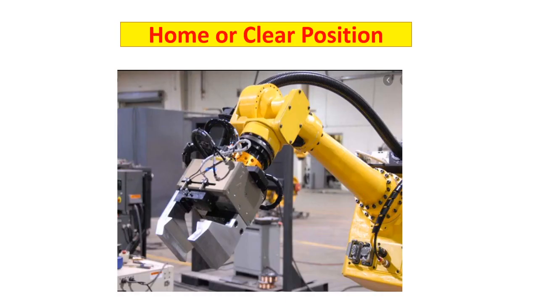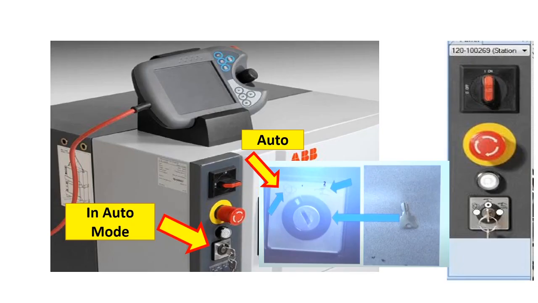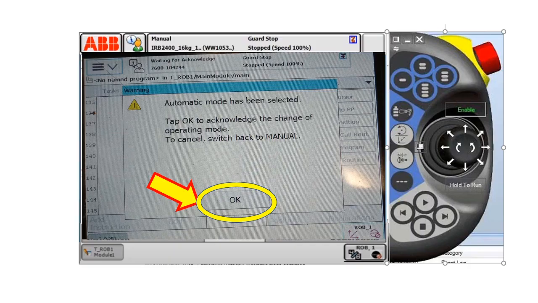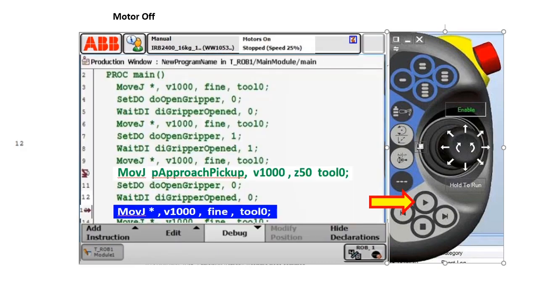After you move the robot to the home or clear position, switch the key back to auto mode. Tap to acknowledge that you are in auto mode, and then press play. That's it, guys.